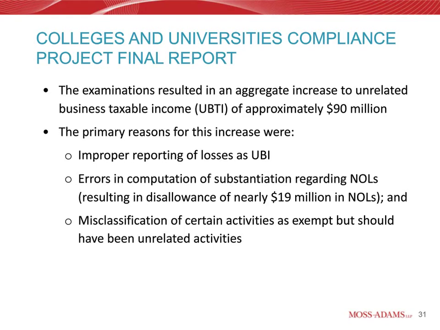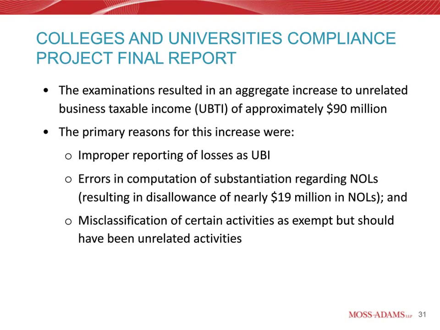Some current developments that are happening right now: I'll jump into the colleges and universities compliance report and what their findings were. The main result is an aggregate increase to unrelated business taxable income of approximately $90 million, which sounds like quite a bit of an increase. Primary reasons for this increase were improper reporting of losses in unrelated business income, UBI, errors in computation and substantiation regarding the NOLs, net operating losses, which resulted in a disallowance of nearly $19 million in NOLs. And lastly, misclassification of certain activities as exempt, but which should have been unrelated activities.